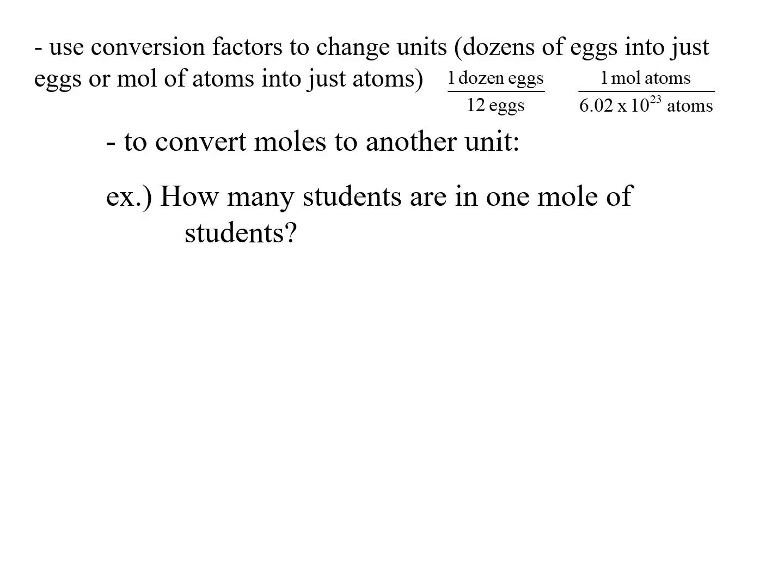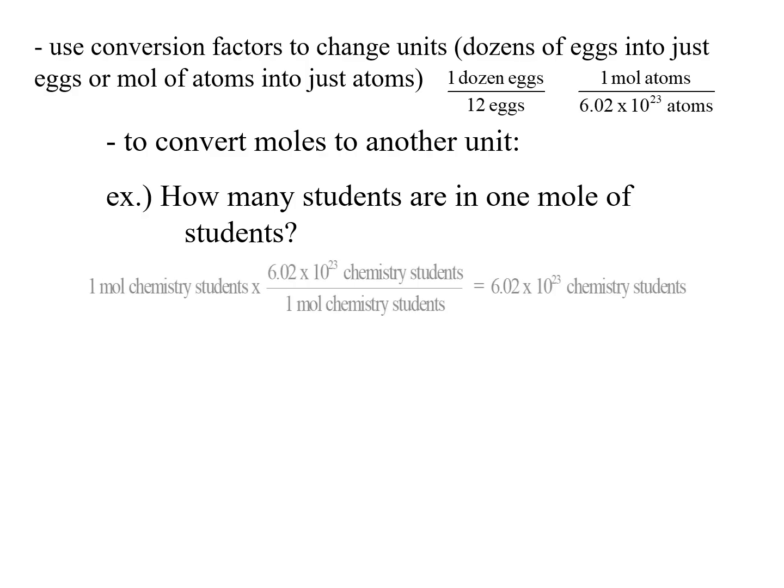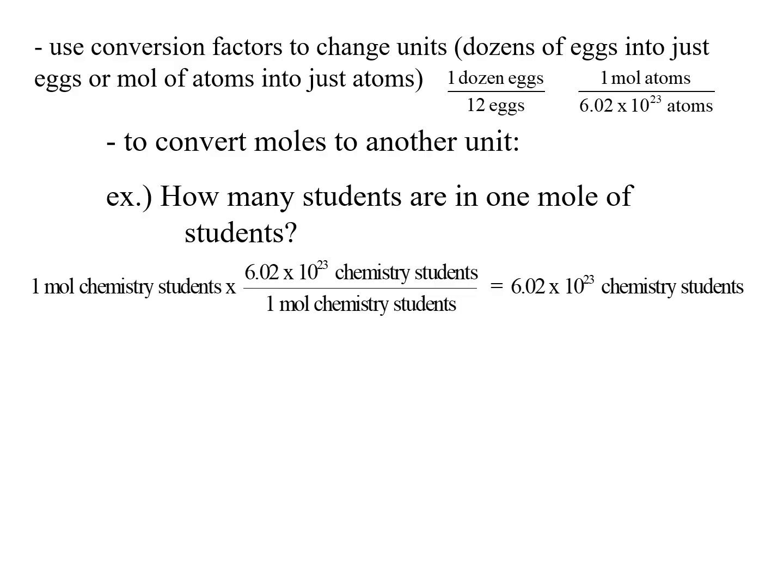So for instance, if I ask how many students are in 1 mole of students, you can already tell me what the answer is going to be. But I want you to be able to show your work. So the thing that we always do is we set this up so that we take our given, which is 1 mole, and then we show it multiplying by a conversion factor. This is how it would be set up.